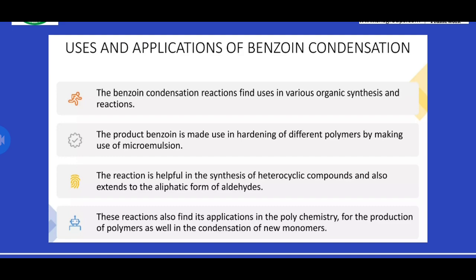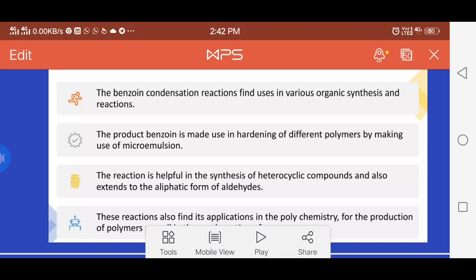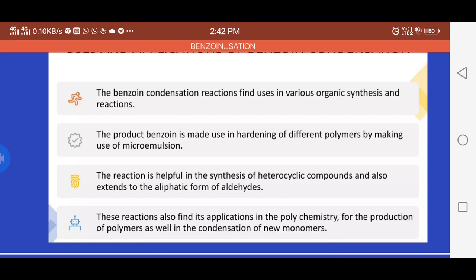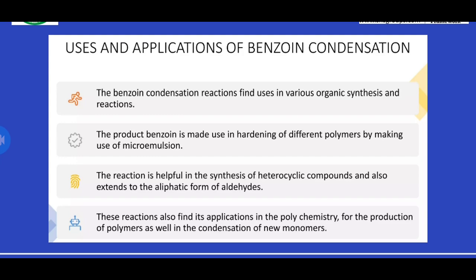Next we will see the uses and applications of benzoin condensation. The benzoin condensation reaction is used in various syntheses and reactions. It is used for hardening different polymers by means of microencapsulation. It is helpful in the synthesis of heterocyclic compounds, and it also extends the aliphatic form of aldehydes. It is used in polymer chemistry for the production of polymers and in the condensation of new monomers. These are the uses of the benzoin condensation reaction.